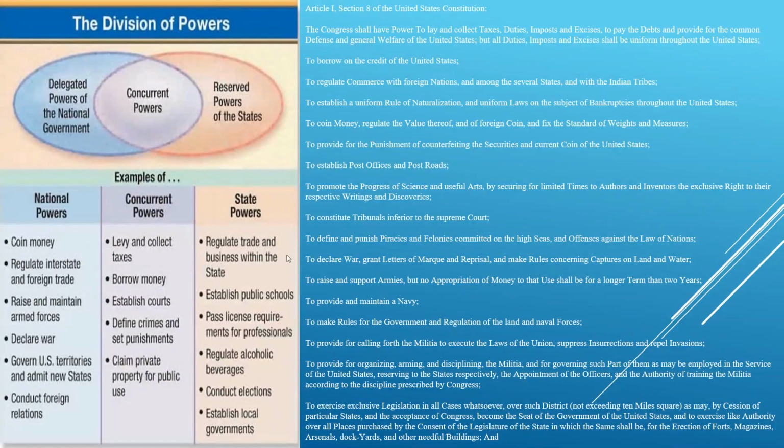Congress shall have the power to lay and collect taxes, to borrow on the credit of the United States, to regulate commerce with foreign nations, to coin money. Remember, in the Articles of Confederation, each state had their own money. To establish post offices and post roads, to declare war. That's a big one. To raise and support armies. So, these are all explicit, expressed, enumerated powers that the national government has.